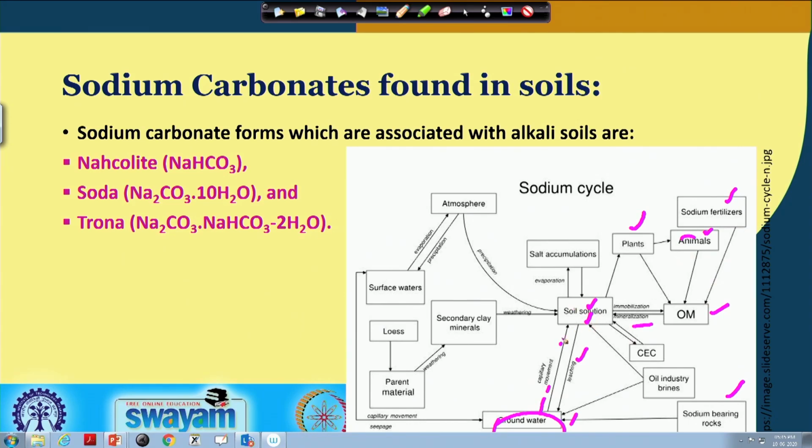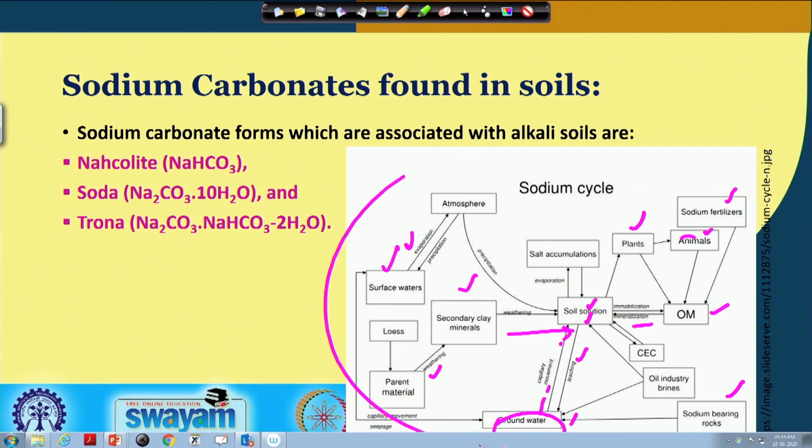Also, you can see that atmospheric sodium reaches the soil solution through the precipitation process. This atmospheric precipitation also produces surface water, saline surface water. This saline surface water can also evaporate to the atmosphere. Now, the parent material can be weathered to produce the secondary soil minerals, we know that, and from these secondary soil minerals sodium can also come to the soil solution. It also produces losses to the parent material.